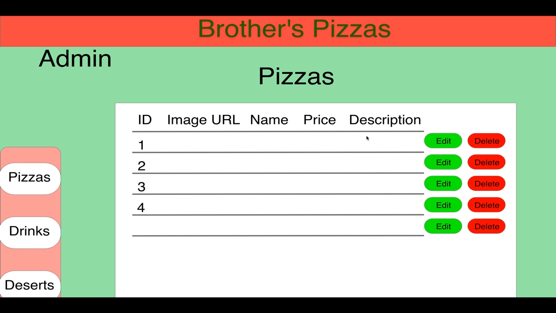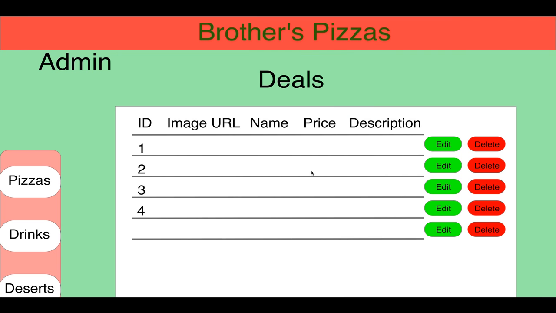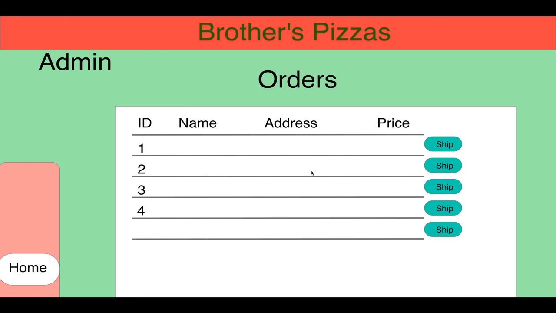On the admin side, here we'll be able to see the items for sale. We can add and delete as needed. Here we see our deals where we can dynamically add deals and our orders. When they come in, we can manage them and ship them accordingly.